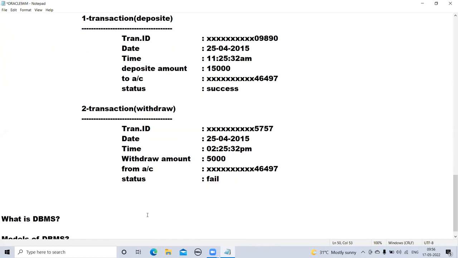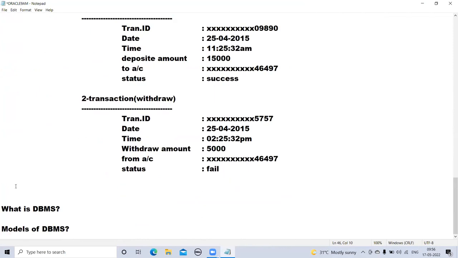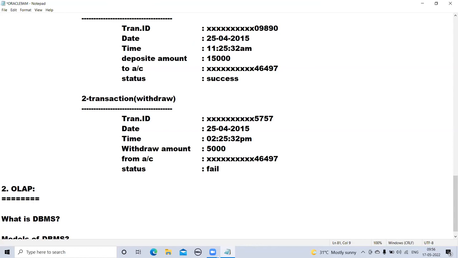Okay, sir, that we understand. Then what about the second one, called OLAP? Observe this carefully, guys, then you can understand the differences. Okay, sir, we understand OLTP, but what about OLAP? OLAP stands for analytical processing, meaning these databases are used for what purpose here?